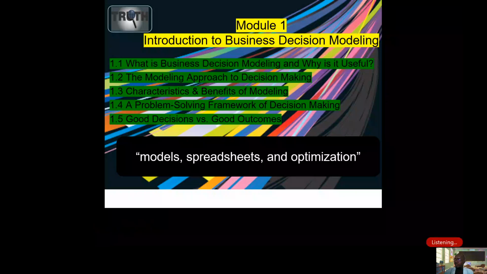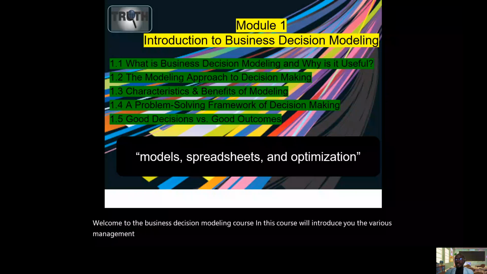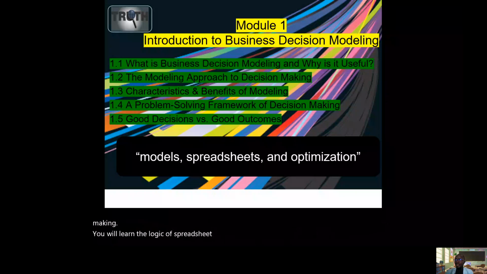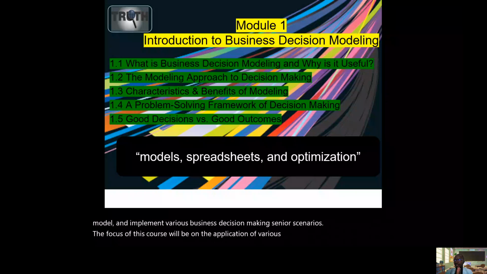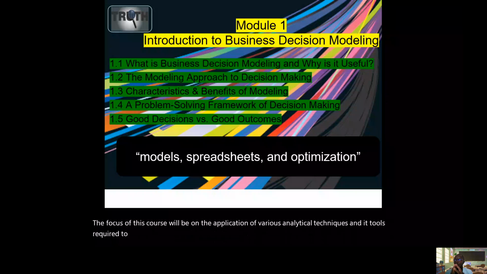Welcome to the Business Decision Modeling course. In this course, we'll introduce you to the various management science or business analytics techniques commonly used in business decision making. You will learn the logic of spreadsheet modeling and apply the knowledge to understand, model, and implement various business decision making scenarios. The focus of this course will be on the application of various analytical techniques and the IT tools required to understand and model real-world decision-making situations.